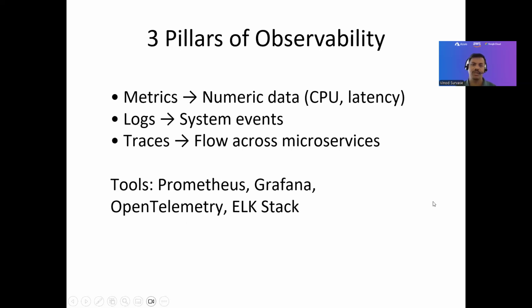The 3 pillars of observability, as you can see, are metrics, logs, and traces. Under metrics, we have numeric data, including CPU and latency and everything together. On the log side, we have system events: what the events are, what they talk about, and why those events occurred, right? And then traces, which show us the flow across microservices.